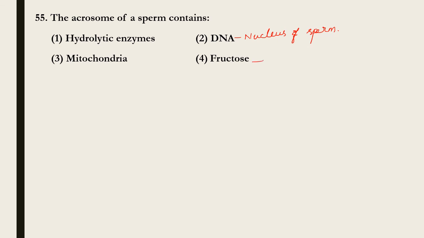And fructose is present in the semen, or seminal plasma, produced by the accessory glands. Semen consists of this fructose. And the mitochondria are present in the middle piece. So the remaining one, hydrolytic enzymes, are present in the acrosome. The correct answer is option 1.